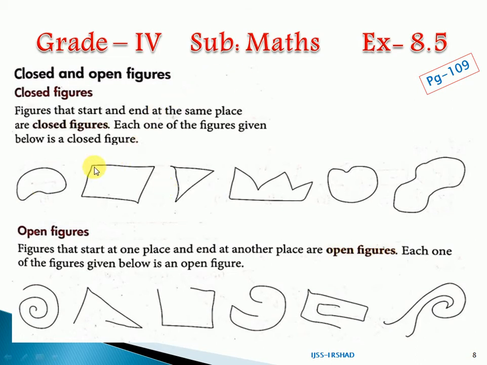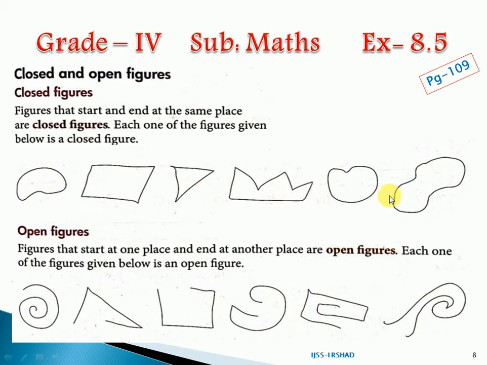You can see here, suppose this figure, I am starting from here. I am showing you with a pointer. I am starting from here, and then you can trace it like this, and here I am ending. So this figure starts from here and ends here only, at the same point. So it is known as a closed figure. Similarly here also, if I start from here, then we draw this figure and it finishes at the same point, then it will be a closed figure.